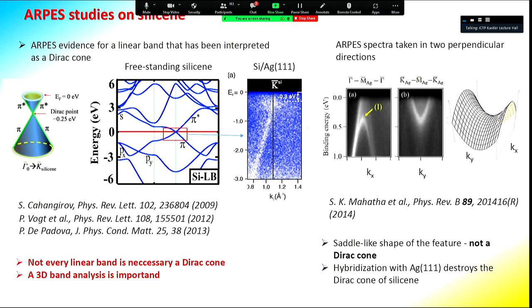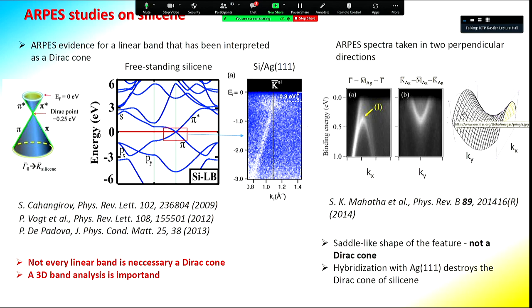But indeed, if one analyzes carefully the band structure in two dimensions, looking at the anisotropy, it can be seen that this band did not have the correct topology. It was not a cone. It was just a saddle-like point. That means you see maxima along one direction and minima along another direction.